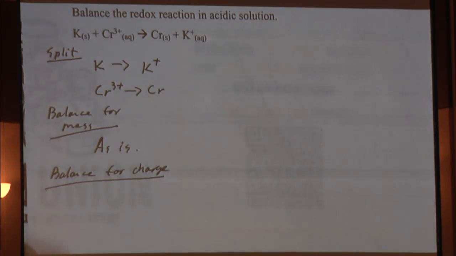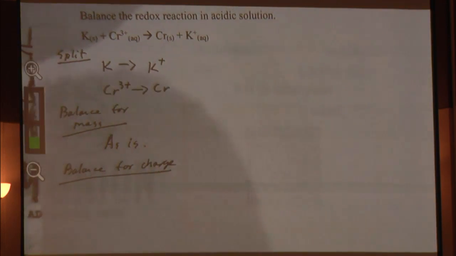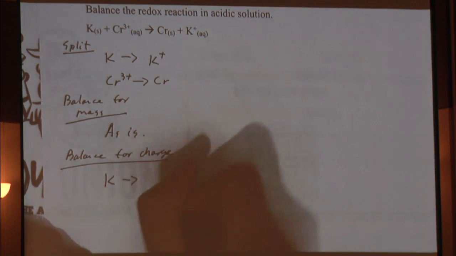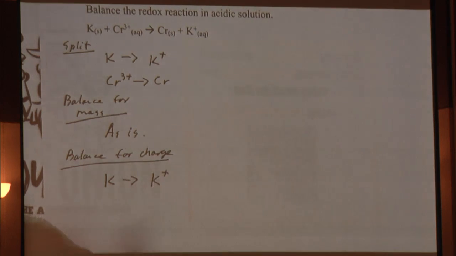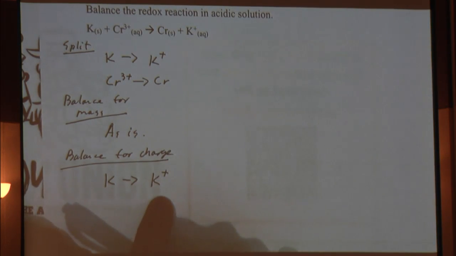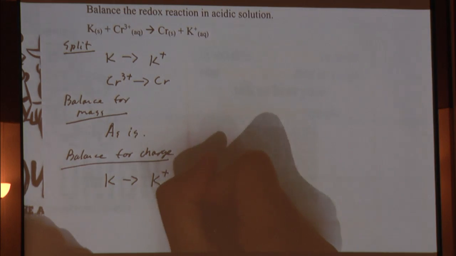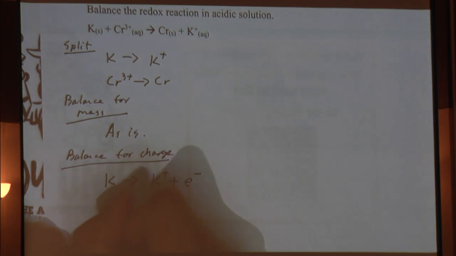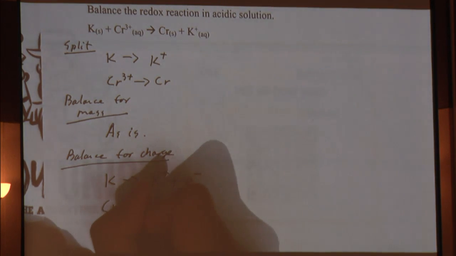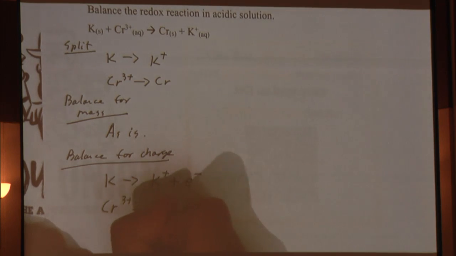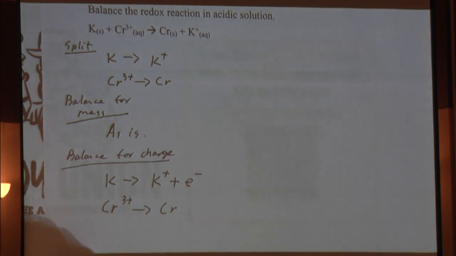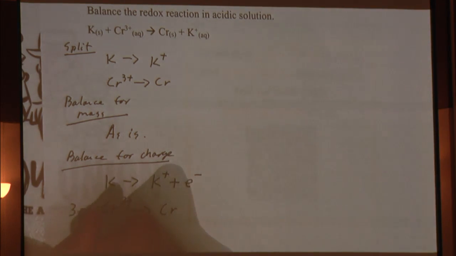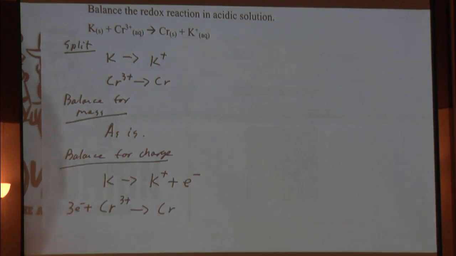Next, we need to balance for charge. So we see here our potassium goes from a neutral charge to a +1 charge. So to balance this, we add 1 electron to the product side. Our chromium goes from a 3+ charge to a neutral charge. So here we need to add 3 electrons to the reactant side.